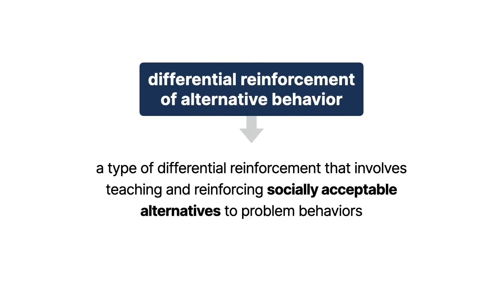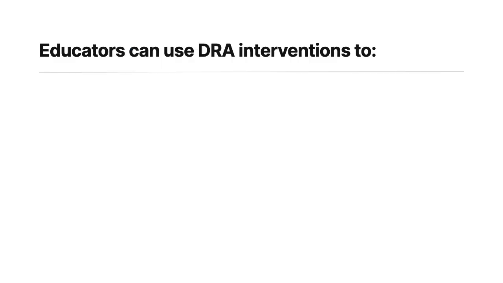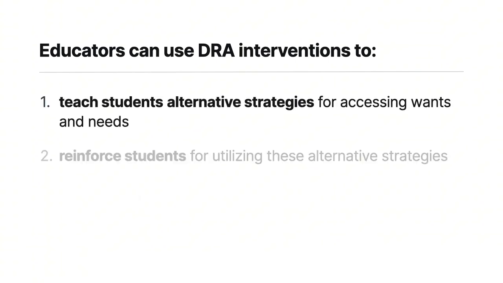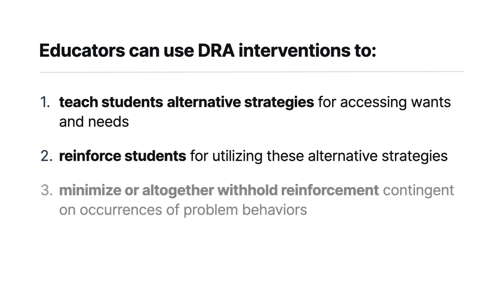Differential reinforcement of alternative behavior, or DRA for short, is a type of differential reinforcement that involves teaching and reinforcing socially acceptable alternatives to problem behaviors. Educators can use DRA interventions to teach students alternative strategies for accessing wants and needs within school settings, reinforce students for utilizing these alternative strategies within school settings, and minimize or altogether withhold reinforcement contingent on occurrences of problem behaviors. There are 3 fundamental components of DRA interventions.